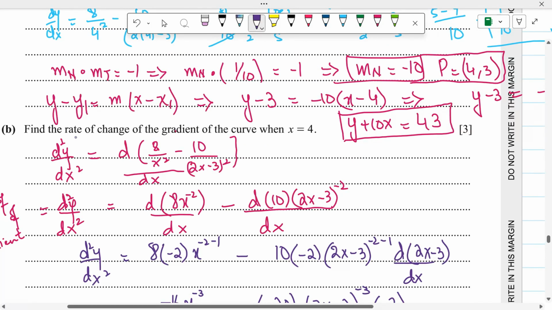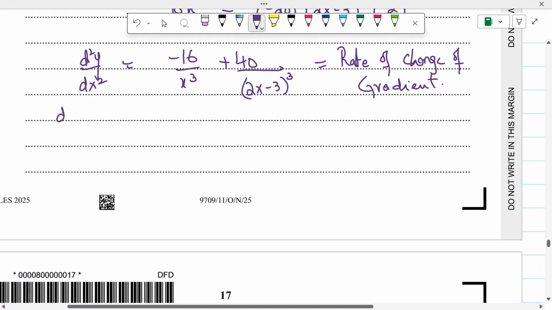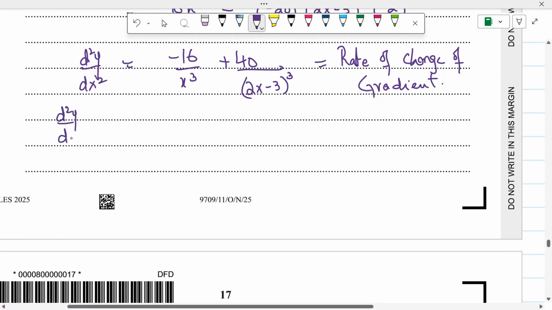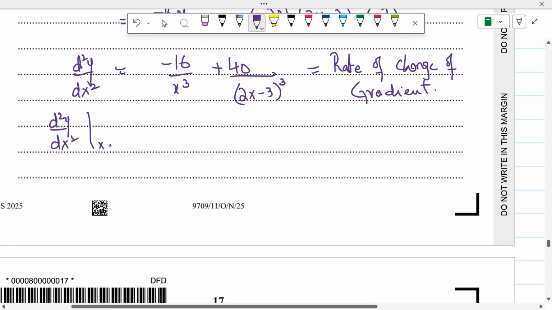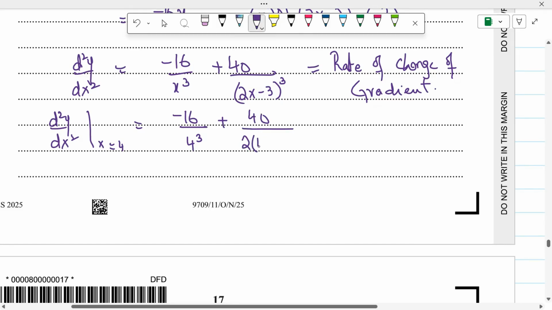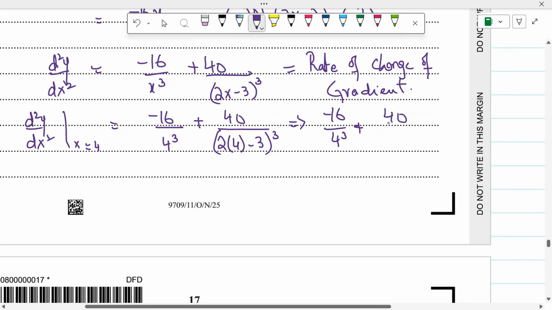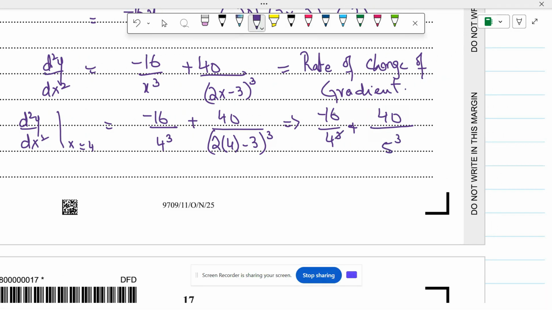We need to find the rate of change of gradient when x is equal to 4. So d²y/dx² is, when x is equal to 4, equal to negative 16 over x to the power of 4, which means 4 cubed, plus 40 over (2 times 4 minus 3) whole cubed, and this one is equal to negative 16 over 4 cubed plus 40 over 5 cubed.